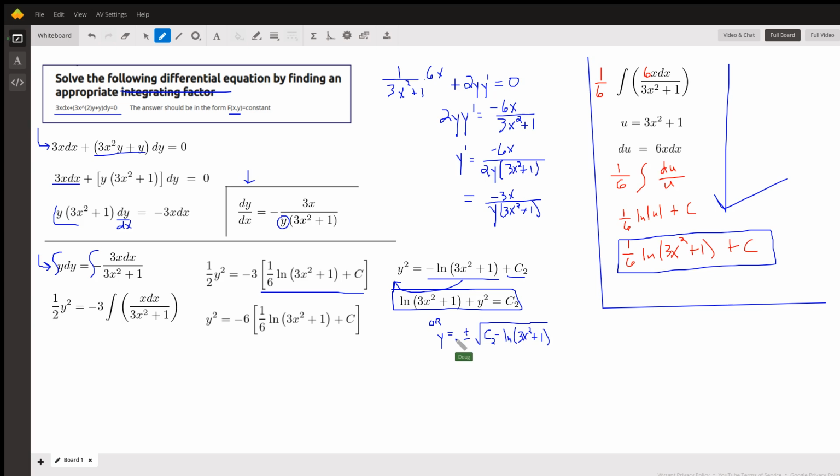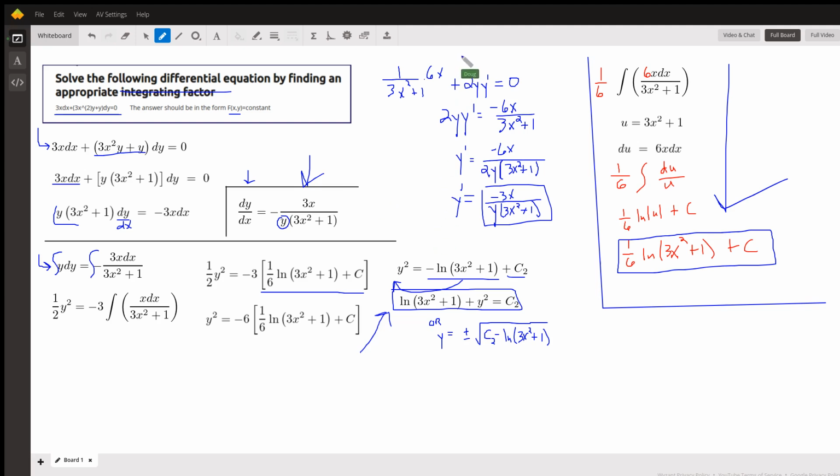To prove that that's a solution to the original differential equation, we should be able to take the derivative of this and end up with this. So the derivative, 1 over 3x squared plus 1 times, using the chain rule, 6x, and the derivative of y squared with respect to x is 2y, y prime equals 0. Solve for y prime and you get that expression for dy/dx, y prime. So that kind of proves to me that this is a solution.